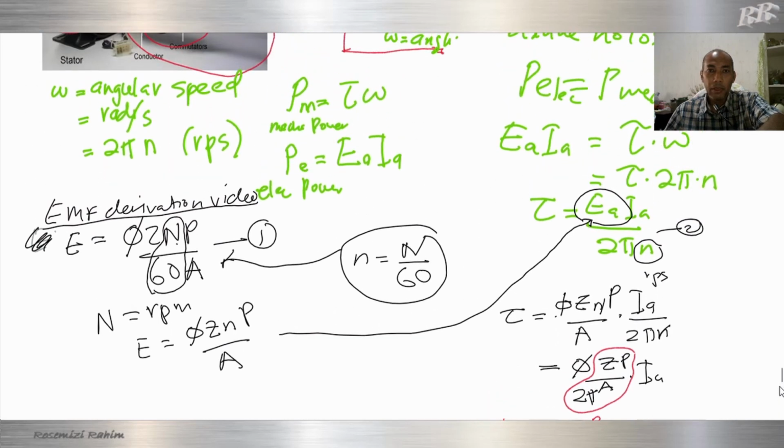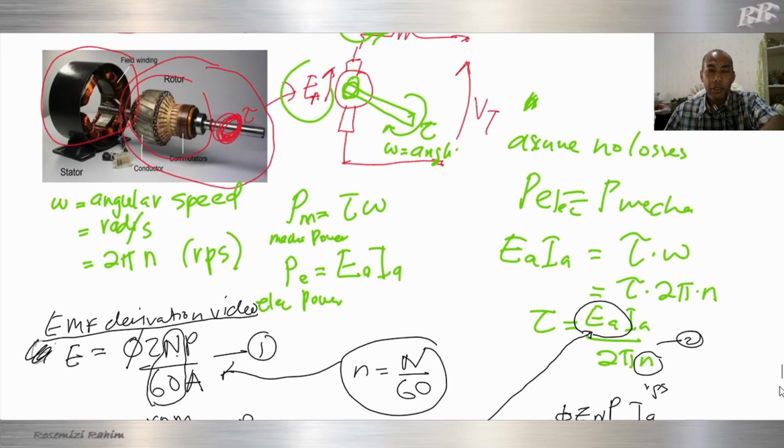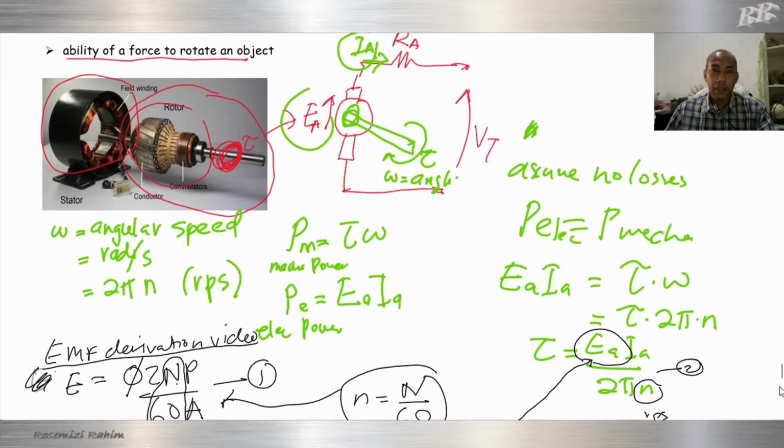We have two types of power. Mechanical power: the rotation of the rotor will produce mechanical power equal to torque, which is the force, times angular speed. And also electrical power: we have current and generated voltage, so the generated voltage times the generated current is equal to electrical power.